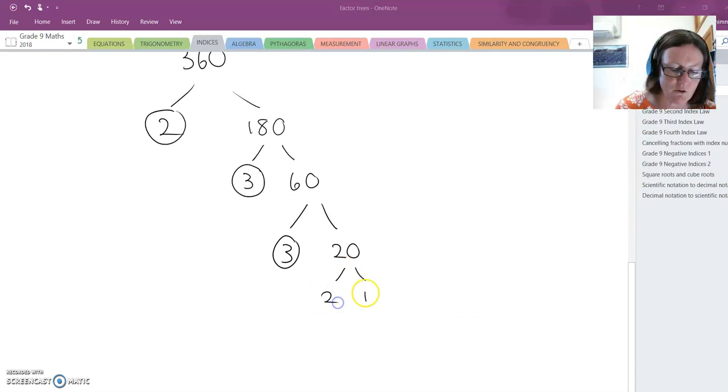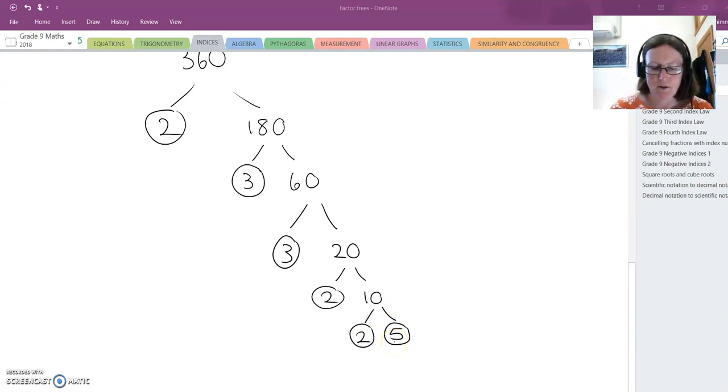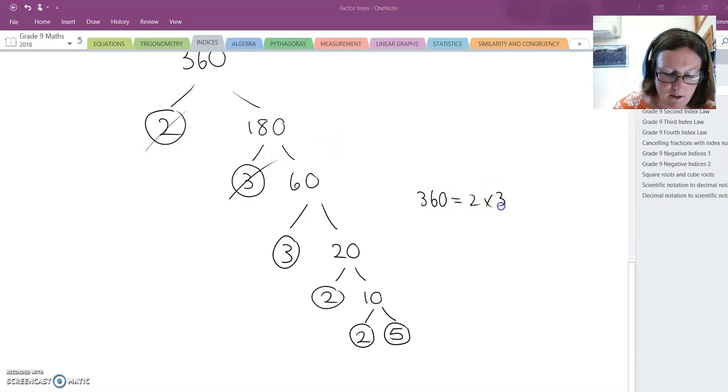I'm going to choose 2 and 10. I circle my 2 because it's a prime number. What two things give me 10? I'm going to choose 2 and 5. I circle them both because they're prime numbers. So what have I got? I've got 360 being equal to 2 times 3 times 3 times 2 times 2 times 5.